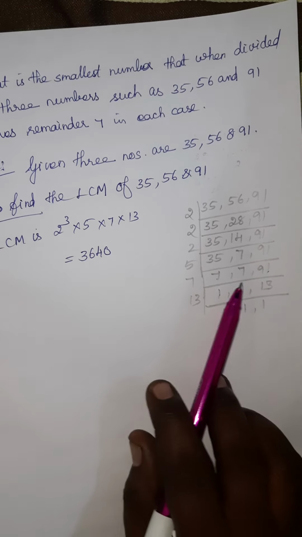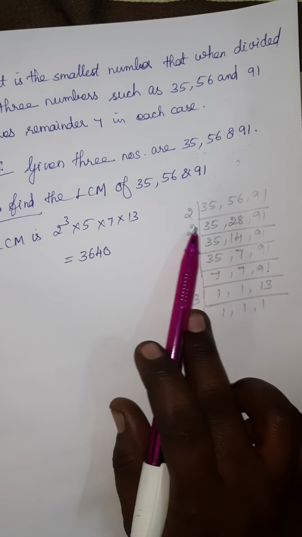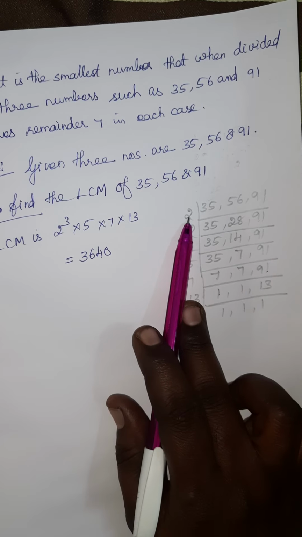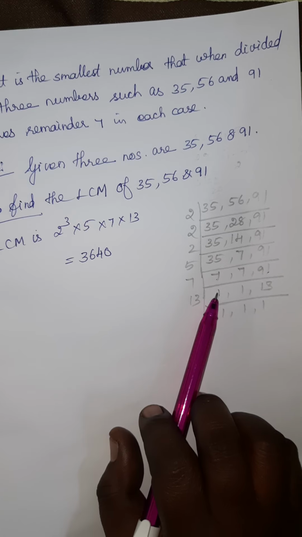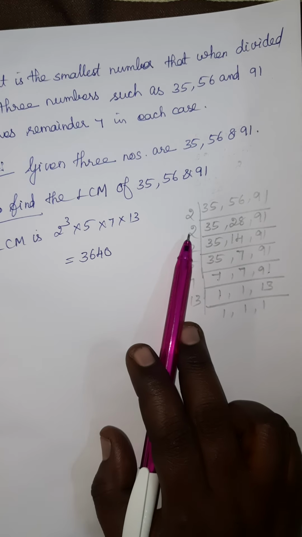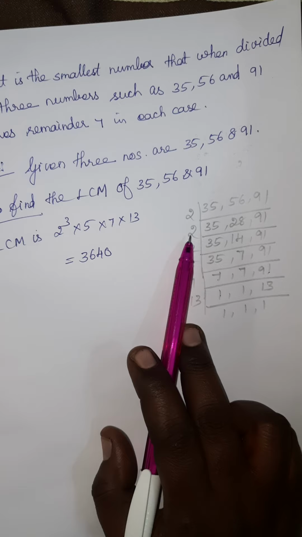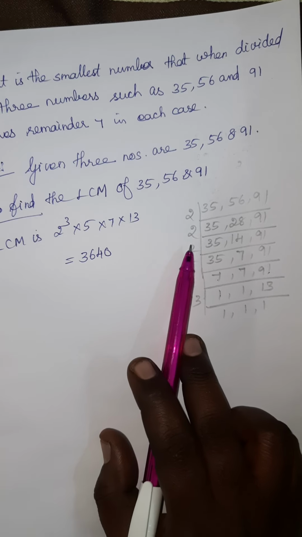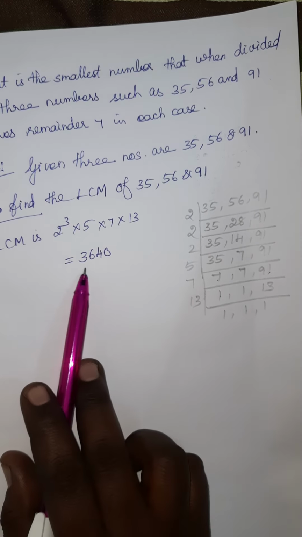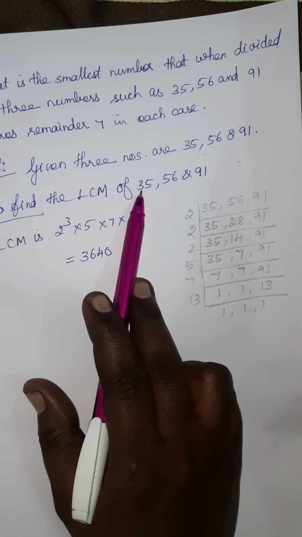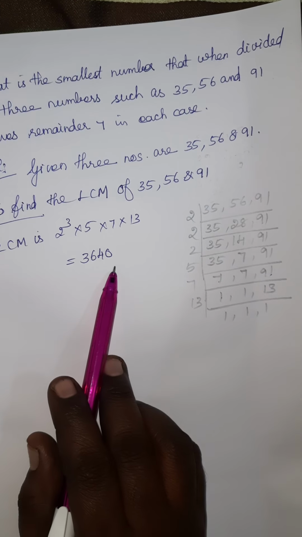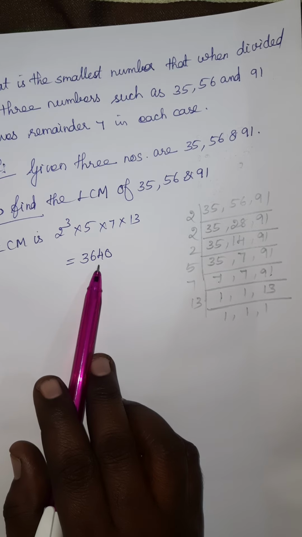You can do the same for the HCF, but you should put only the common factor. Only the factors that divide commonly all the three numbers, you can enter and continue. That is for the HCF, but for the LCM you can write even for one number. Okay. So when I multiply all these factors, I got 3640. So the LCM of the given numbers 35, 56 and 91 is 3640. Okay. Now it is not the answer.